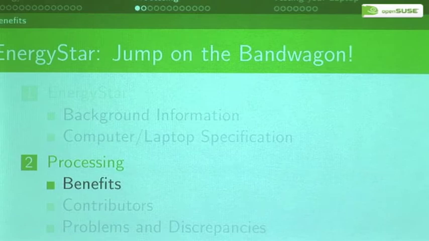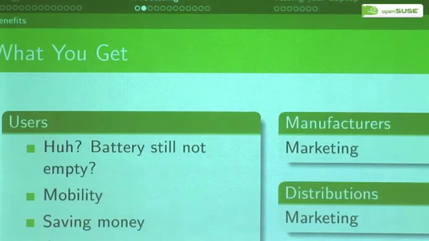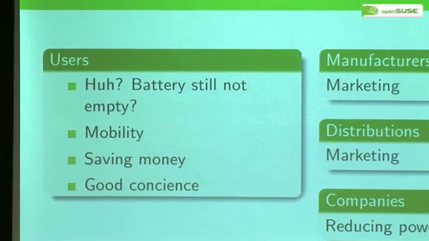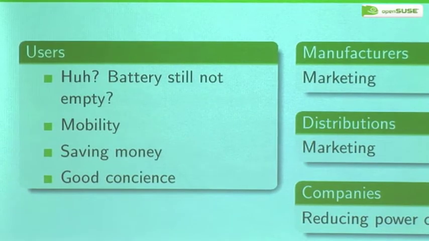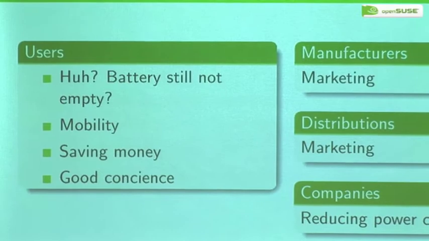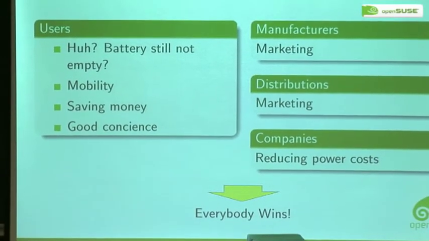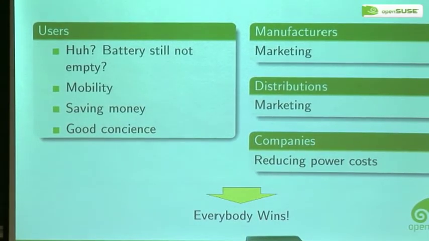So, coming to the next section, what do you actually get when labeling something with Energy Star? Of course, the users want to run their battery as long as possible, so this increases the mobility, and they might even save money, not to a huge extent, but maybe a little bit. And maybe they even have a good conscience when doing something good for the environment when buying Energy Star products. For both manufacturers and distributions, I think their biggest advantage would be marketing, because power management is everywhere these days, so I think that's the most important point for them. And of course, usual companies can reduce their power costs because they have to maintain a lot of systems. So at first glance, something like Energy Star is good for everyone.